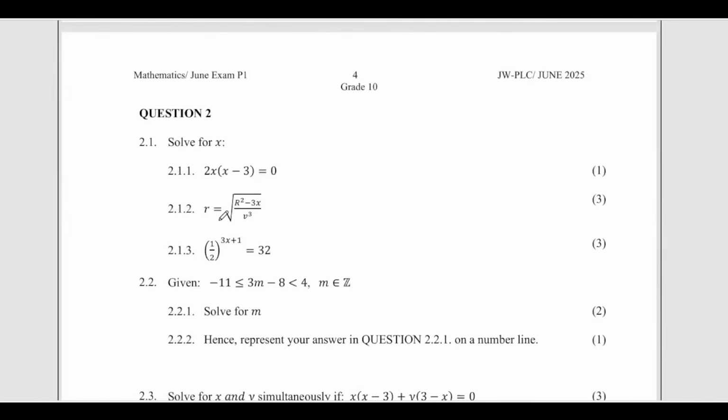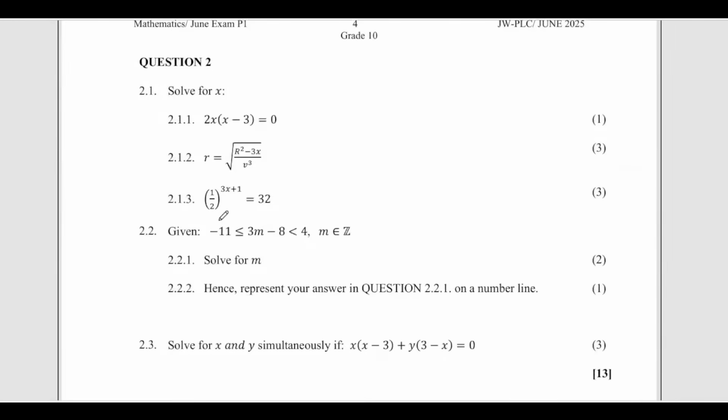Question number 2, which is the equations. So let's solve this 2.1.1. So this is a dot product, meaning that either our 2x is 0 or x minus 3 is 0. So in this case, x is going to be 0 or x is going to be 3. Yeah, they need 1 mark. That's so mean. Should be 2 marks, no? Anyway, it's fine. Then 2.1.2 is a literal equation where we have to make x the subject, okay?